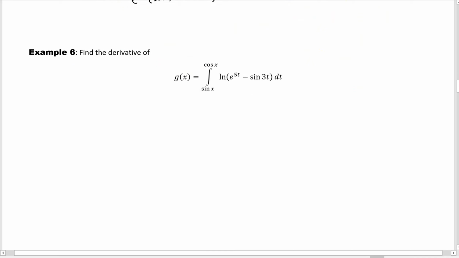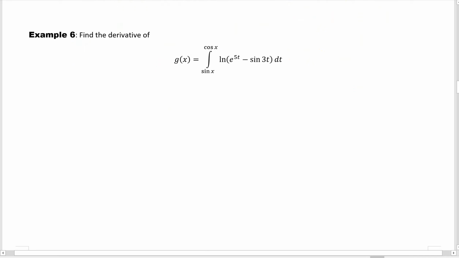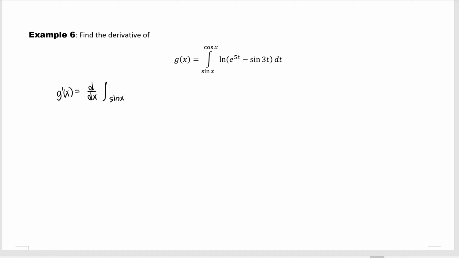Okay, let's increase the difficulty. What happens if our g of x looks like that? Well, we want to differentiate that guy. So the integral from sine x to cosine x of ln of e to the 5t minus sine of 3t dt. Okay, so let's check. Is the lower limit of integration a constant? No, neither the top one nor the bottom one are constants, right?